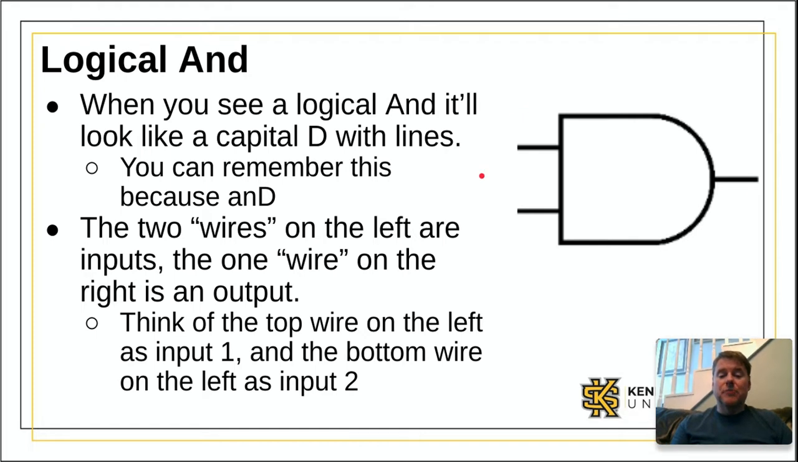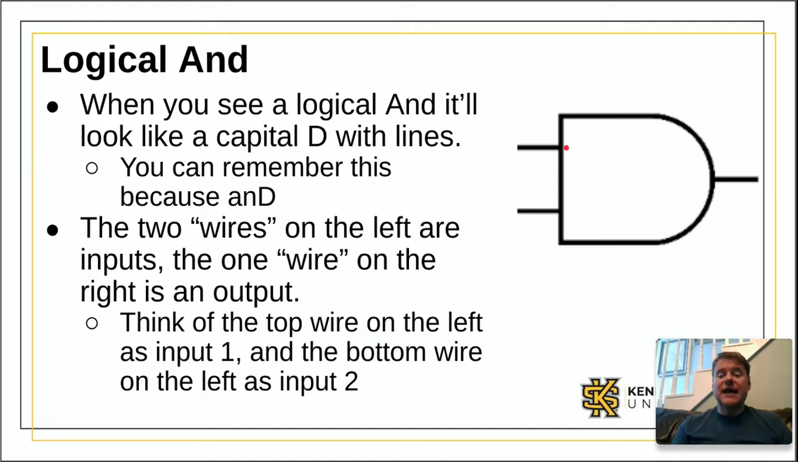The way to remember this is that the word AND ends in a D, and to me, this has always looked like a capital D. It's a capital D that happens to have a line out the front and two lines in the back. Those are the wires that are coming in, and this is the wire that's going out.